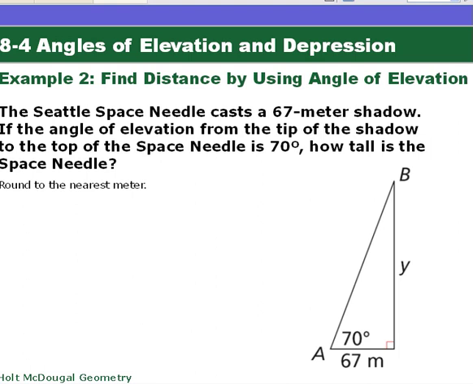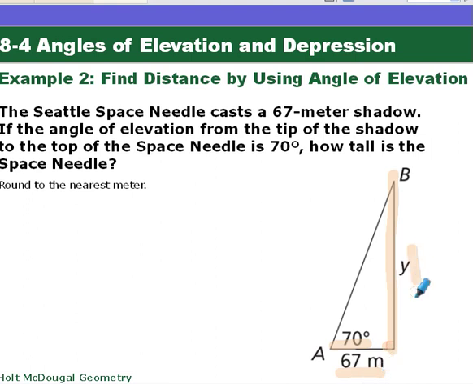Here we have the Seattle Space Needle casts a 67-meter shadow. The angle of elevation from the tip of the shadow to the top of the Space Needle is 70 degrees. How tall is the Space Needle? Here is the angle that's formed, 70 degrees, and you want to find this distance here. It's a right angle, so we know the adjacent leg. We have to find the opposite leg.